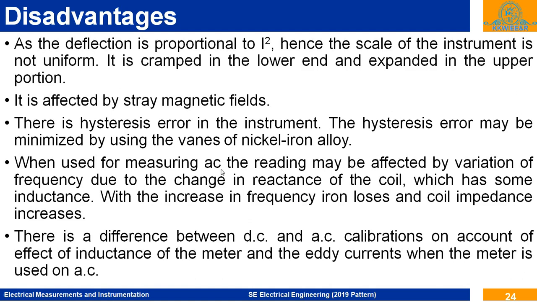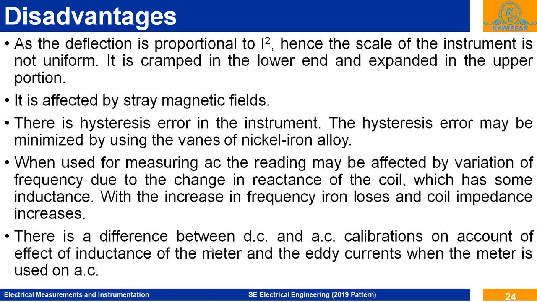When used for measuring AC, the reading may be affected by the variation of the frequency. Due to change in the reactance of the coil, which has some inductance, with the increase in frequency, iron loss and the coil impedance are also increasing. So there should not be a large variation in the frequency. If there is a change in the frequency, these instruments will give an error.